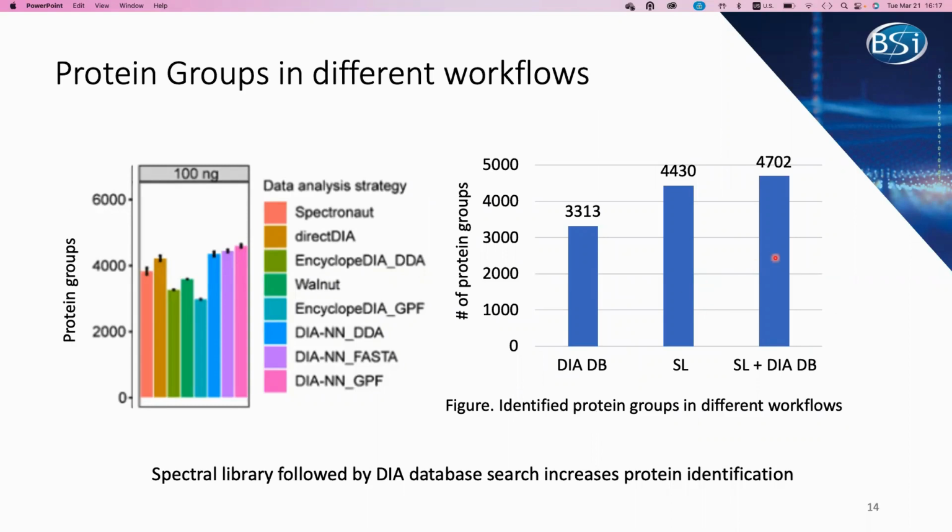Similarly, the spectral library search followed by the database search increased the protein identification, and compared with the identified protein group number reported in the paper, the identified protein group number using the streamlined workflow in PEAKS 11 is really close. One possible reason why PEAKS identifies a significantly higher number of peptides but a similar number of protein groups could be the algorithm PEAKS uses to map the peptides to the potential proteins.